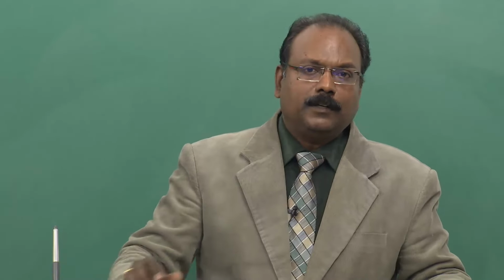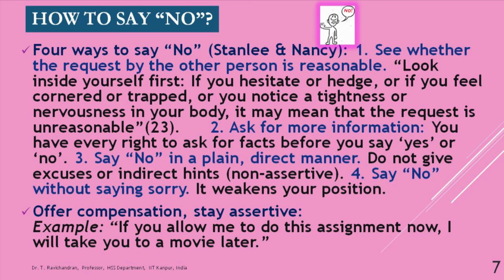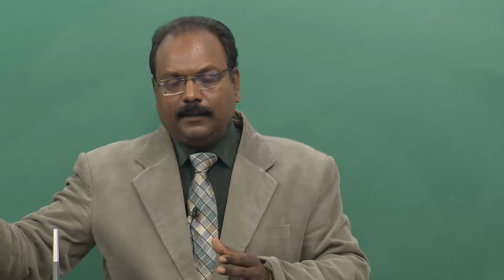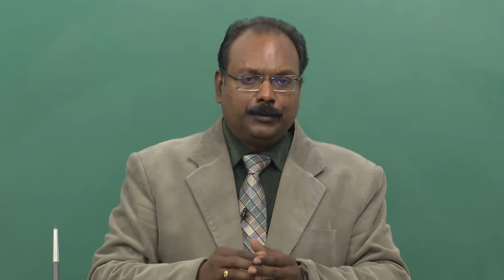The first one, they say, is to see whether the request by the other person is reasonable. Usually somebody comes to you with a request, asking you for a favor. Let us say your boss or some slightly higher authority. When the person is asking you, the other person has already decided that I will ask this person, and mostly this person will not be able to say no. Already the other person has assessed you. So, you do not go to the person to check whether the request is reasonable or not, but the authors say look inside yourself first.